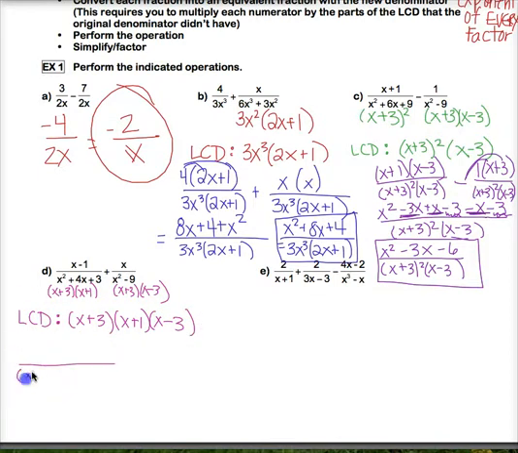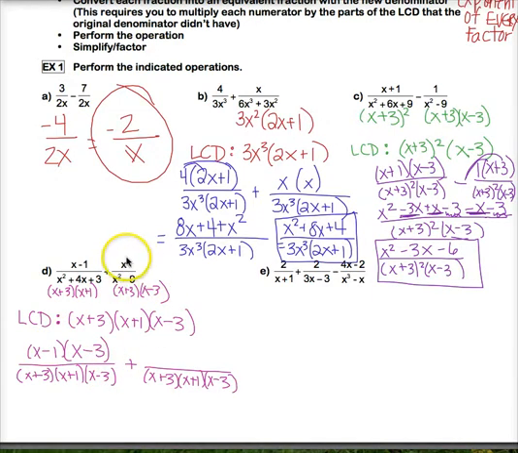So now we're to the step where we're going to rewrite. So both of my fractions get this new denominator. All right, so I look, what did this left side fraction have that's in the LCD, and what did it not have? So it had the x plus 3 and it had the x plus 1. It did not have this x minus 3. So my original numerator had the x minus 1, but I need to multiply it by the x minus 3 that it did not originally have.